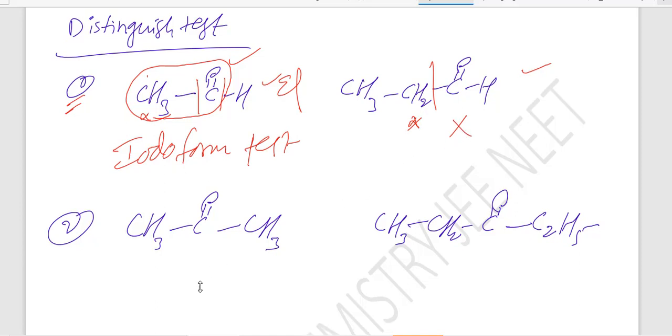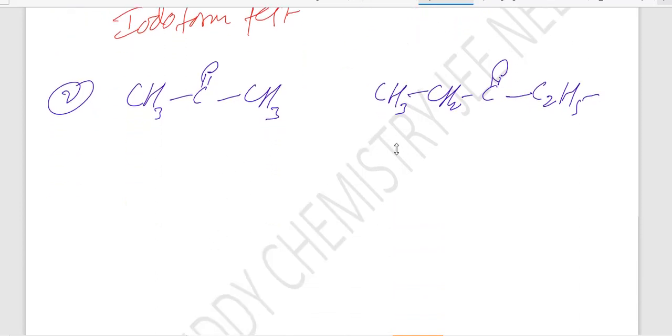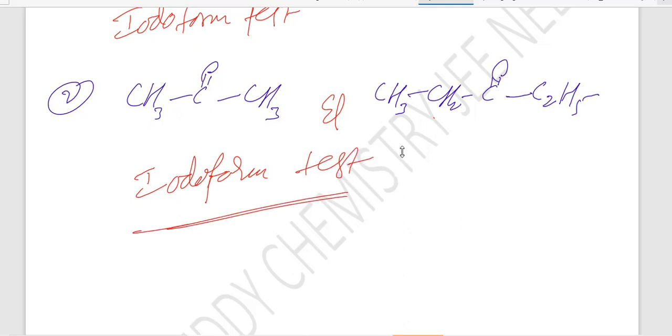Then next, acetone and pentane-3-one. How can you distinguish? Here also, the answer is again the iodoform test. What is needed for iodoform? A methyl group at the alpha position is needed. Here there is no methyl, that's why it is not giving, while the other is giving. So like this you can confirm that functional group.